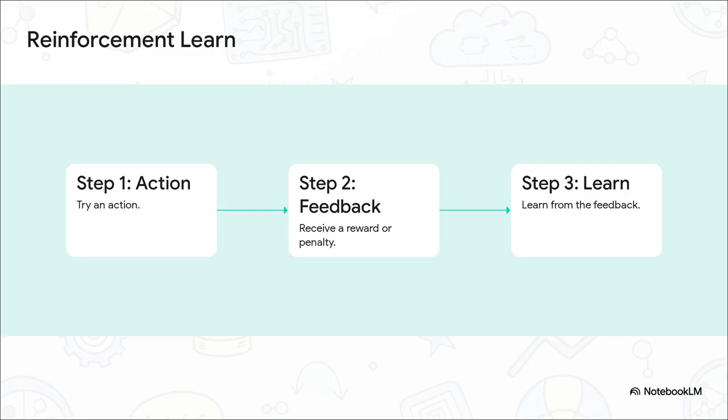Then there's this third really cool method, reinforcement learning. And this is all about trial and error. The AI tries to do something. It gets a point, a reward, if it does it right, and it gets a penalty if it messes up. Over and over again, it learns from that feedback. It's literally how you train a dog with treats, or how you get really good at a video game.